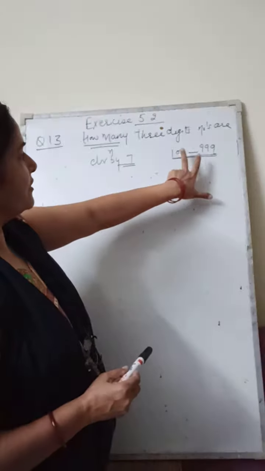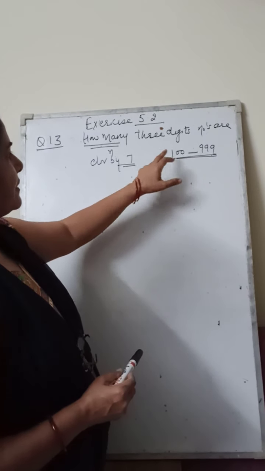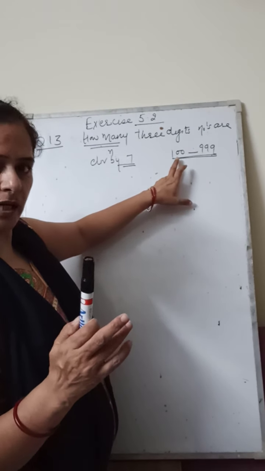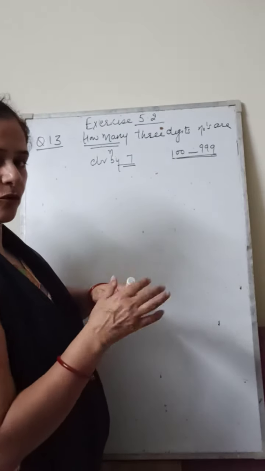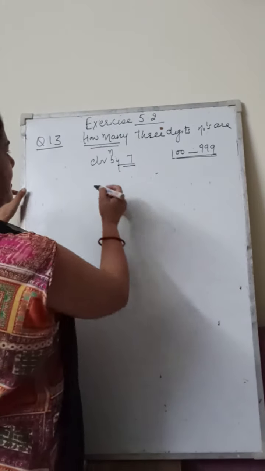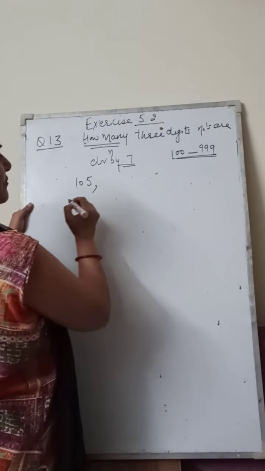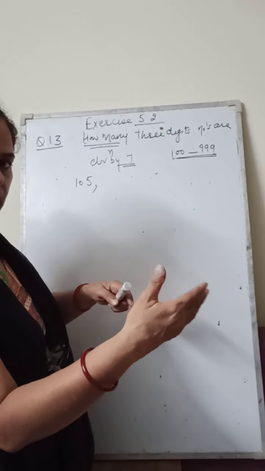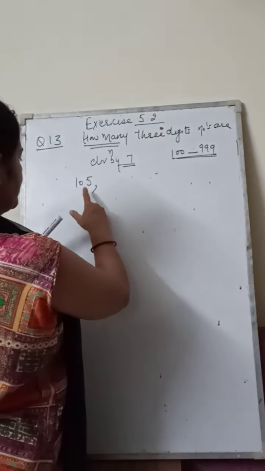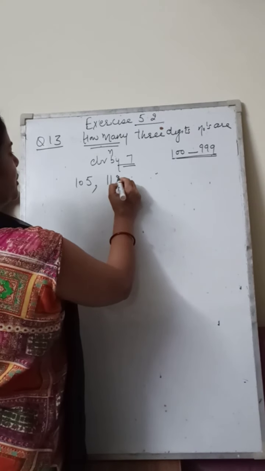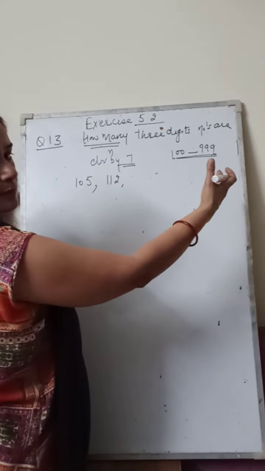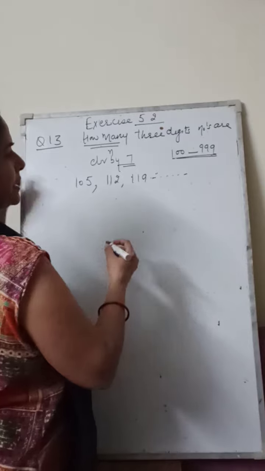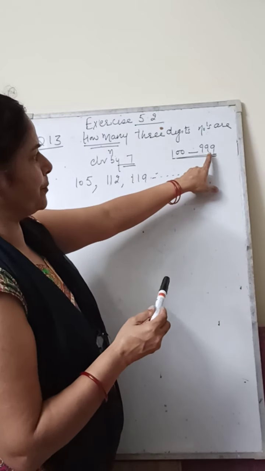Now we have to see which number is divisible by 7. 100 is not divisible by 7. 101, no. 102, no. 103, no. 104, no. The first 3-digit number which is divisible by 7 is 105. All the numbers divisible by 7 vary with a difference of 7 only. So after 105 it will be 112. Keep on adding 7. After 112 it will be 119. It will go like this till the last number will be what?